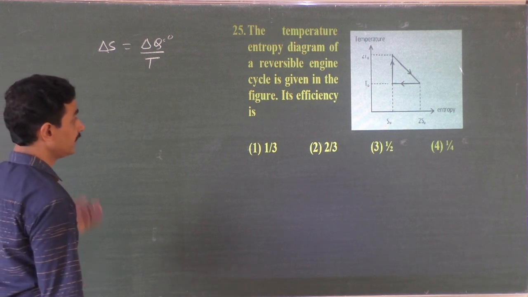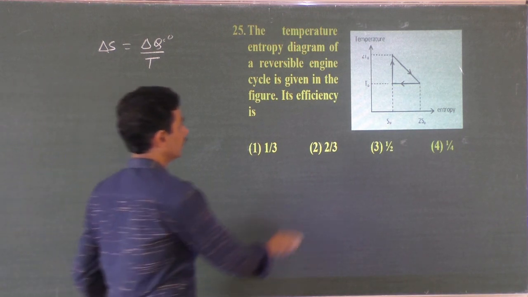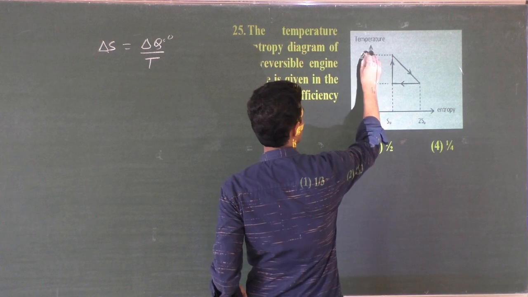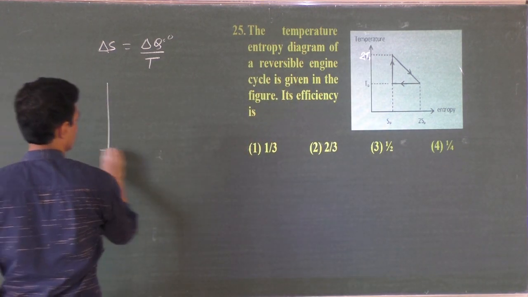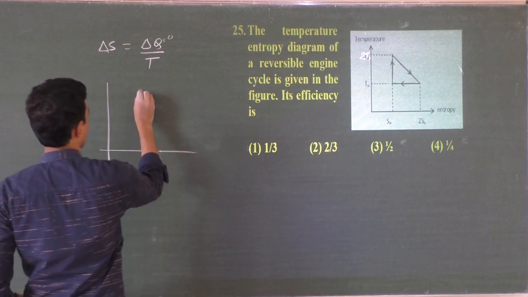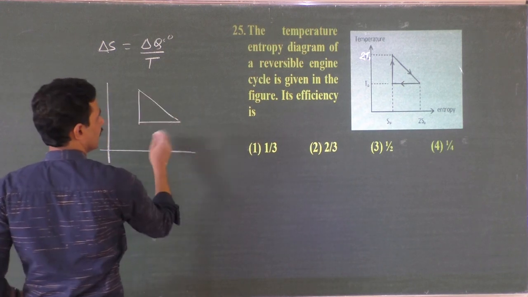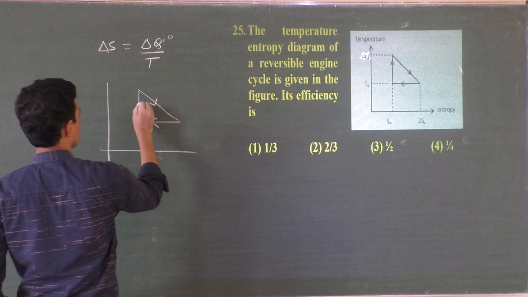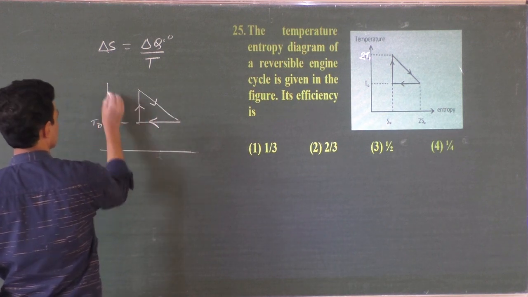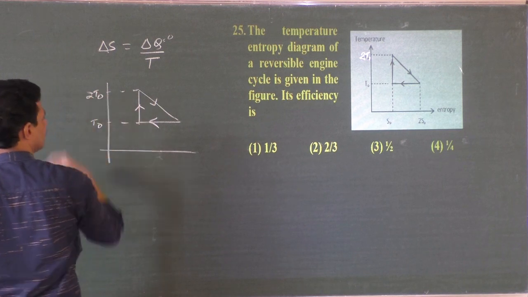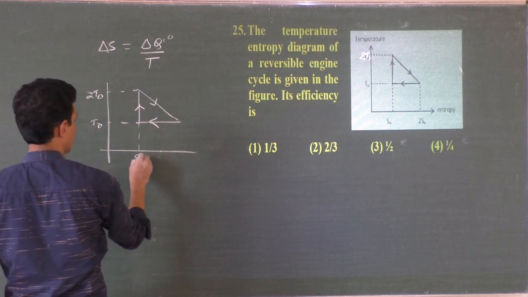Now the temperature entropy diagram is given. This is 2T naught. Okay, I'll write the diagram here. The arrow marks are also given, showing the direction in which the process occurs. This is T naught and this is 2T naught. Very easy problem, provided you know about entropy.